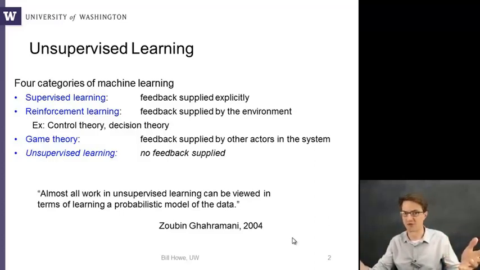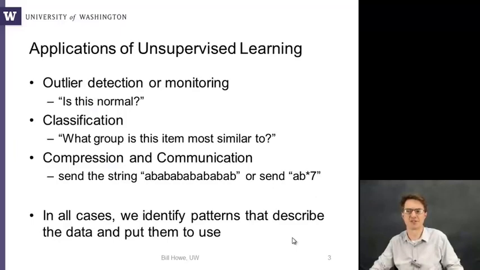But in unsupervised learning, there is no feedback. And so here you're just looking for patterns in the data itself and trying to put them to use. Okay, so maybe almost all work in unsupervised learning can be viewed in terms of learning a probabilistic model of the data. Okay, so applications of unsupervised learning include detecting outliers.